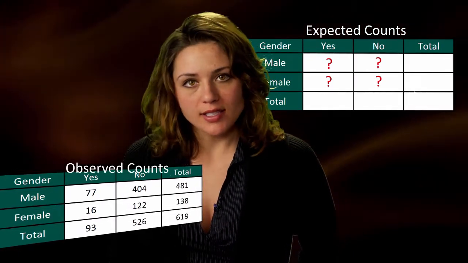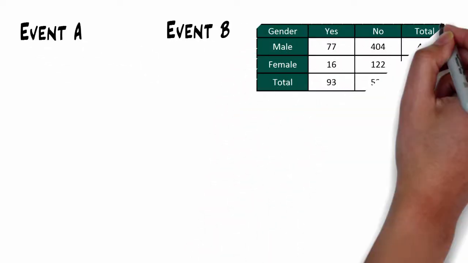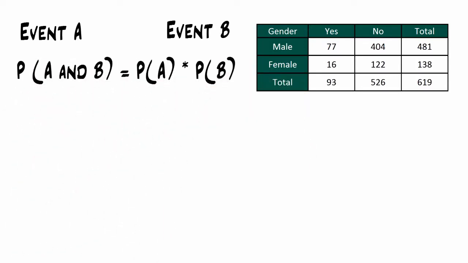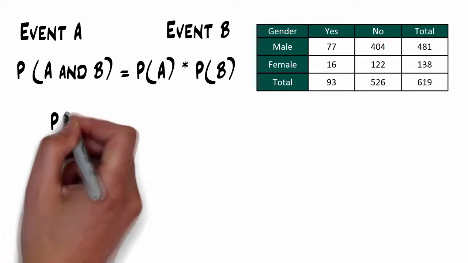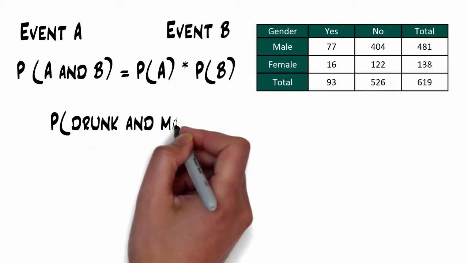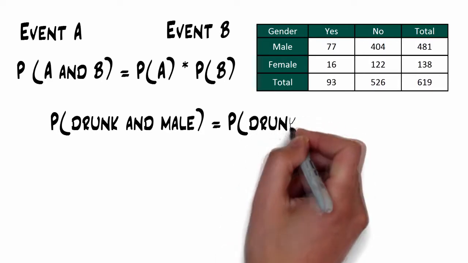How are the expected counts calculated? If events A and B are independent, then the probability of A and B equals the probability of A times the probability of B. We use this rule for calculating expected counts one cell at a time. Applying the rule to the first, top left cell, if driving drunk and gender were independent, then the probability of being drunk and male is equal to the probability of being drunk times the probability of being male.